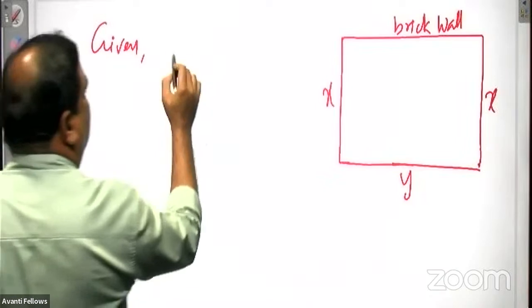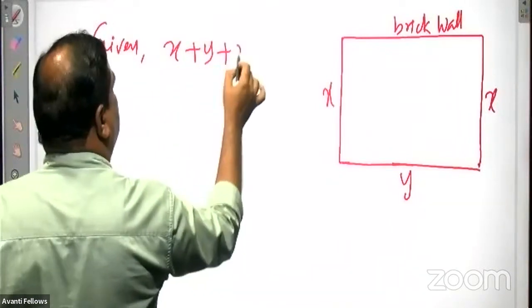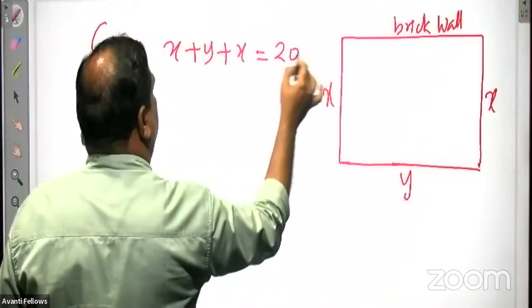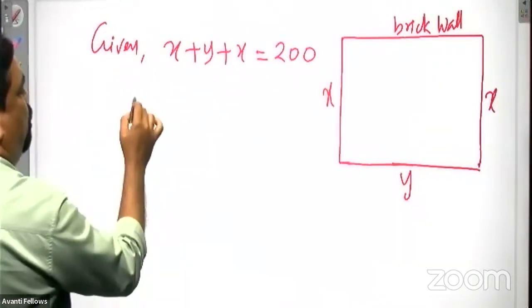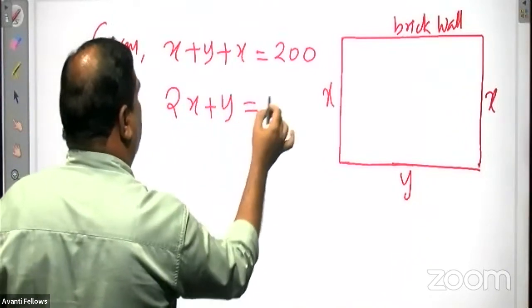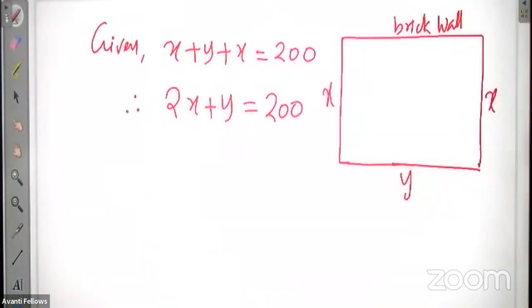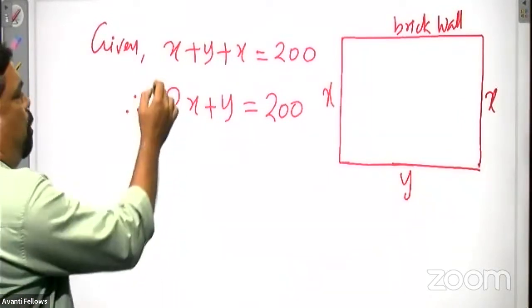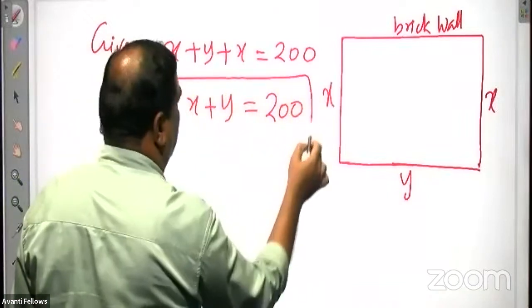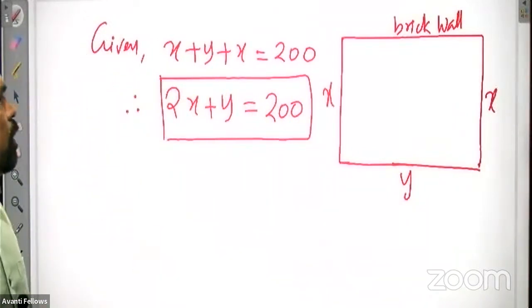The total length of the fencing wire, that means x plus y plus x, is equal to 200. Or we can write it as 2x plus y, so 2x plus y is equal to 200. This is the relation between the length and the breadth of this garden.